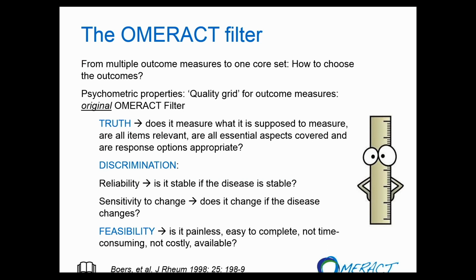Then there are two other items in the OMERACT filter. One is discrimination, and there you look at reliability, and part of that is whether the instrument is stable if the disease is stable. So if I fill in a questionnaire now and my situation is not changing, it should measure exactly the same next week.